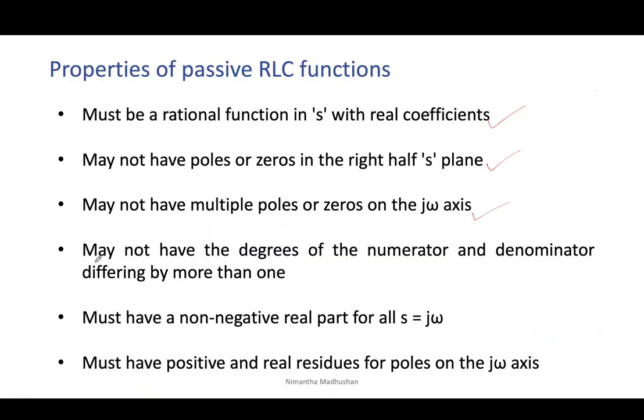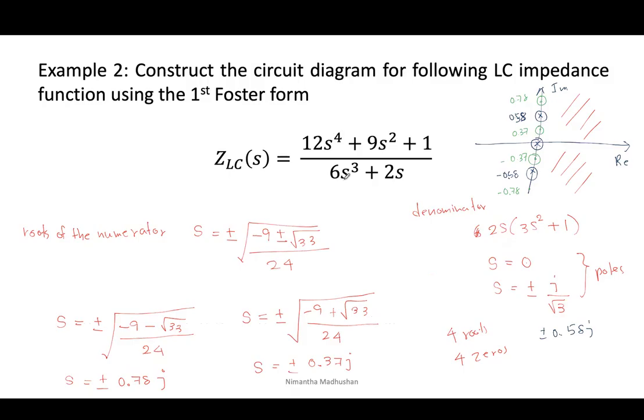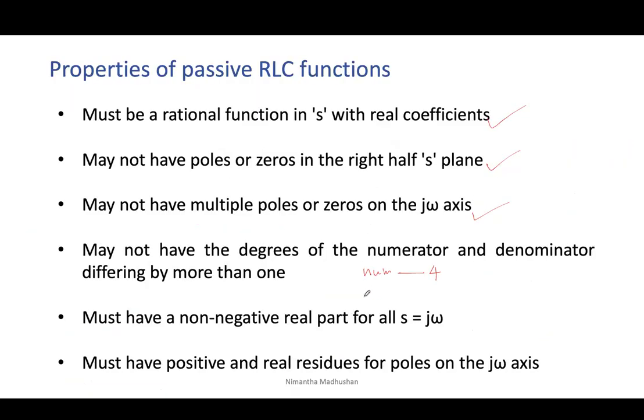And the fourth one is that the degrees of the numerator and denominator may not differ by more than 1. For the numerator, the maximum degree is 4, this one. And for the denominator, the maximum degree is 3. 4 minus 3 is equal to 1. Then it is not more than 1. Then the fourth condition is satisfied.